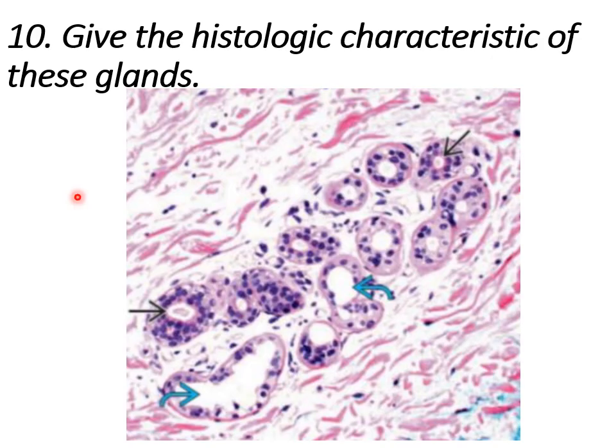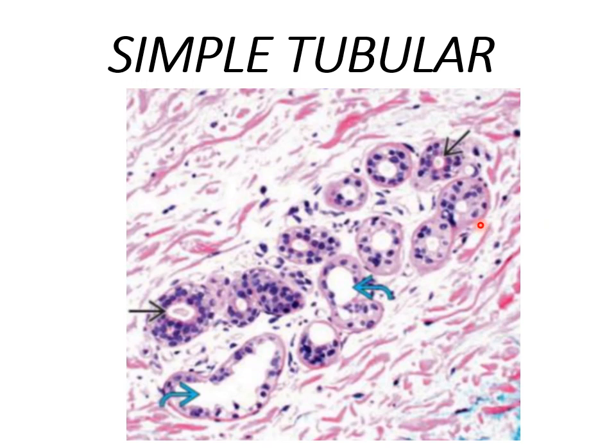Last number, give the histologic characteristic of these glands. So, ang tanong is histologic characteristics. So, identify muna natin, what are these glands? These are your sweat glands. So, ano ang hinahanap nating answer? It should be simple tubular glands. So, yun yung histologic characteristic niya. Simple because it does not branch out, no? And tubular kasi mukha silang tubo in cross-section.